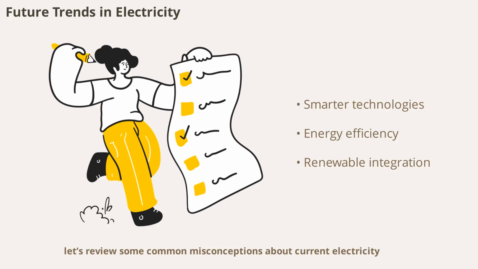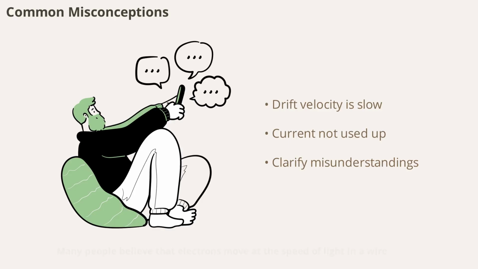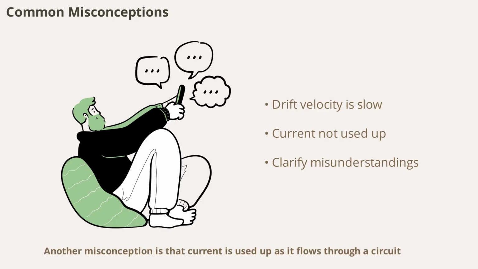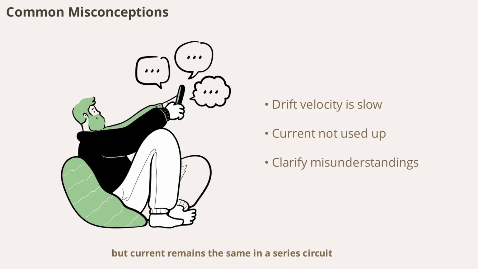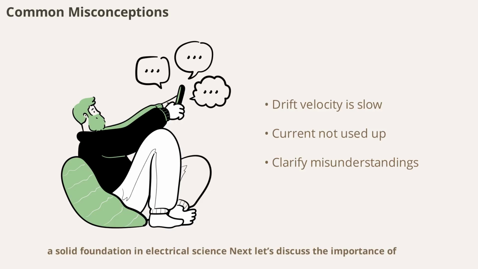Next, let's review some common misconceptions about current electricity. Many people believe that electrons move at the speed of light in a wire, but in reality, their drift velocity is much slower. Another misconception is that current is used up as it flows through a circuit, but current remains the same in a series circuit. Clarifying these misunderstandings helps build a solid foundation in electrical science.